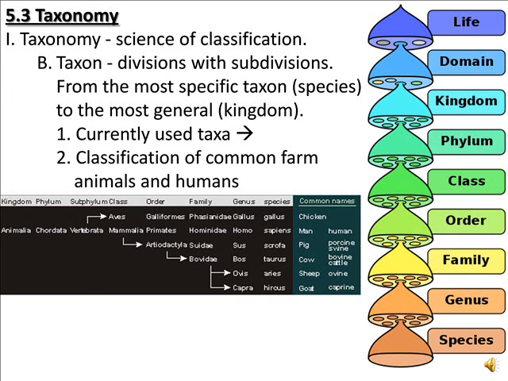And within each phylum there are several classes. Within each class several orders. Within each order there are several families. Within each family there are several genera. And within each genus there are several species.